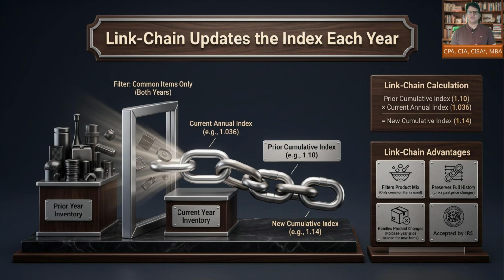That annual index is multiplied by the prior cumulative index to create the new cumulative index. The formula is new cumulative index equals prior cumulative index multiplied by current annual index. In the example, the prior cumulative index is 1.10 and the annual index is 1.036. Multiplying them gives 1.14. That cumulative index is then used to convert current year ending inventory into base year dollars. Each year's index links to the prior year, which is why the method is called link chain.